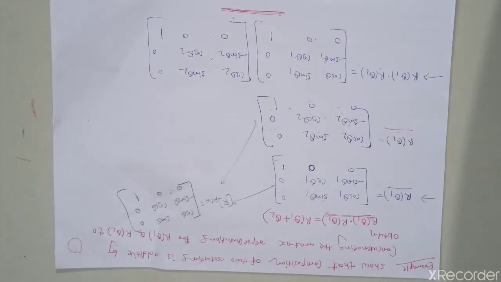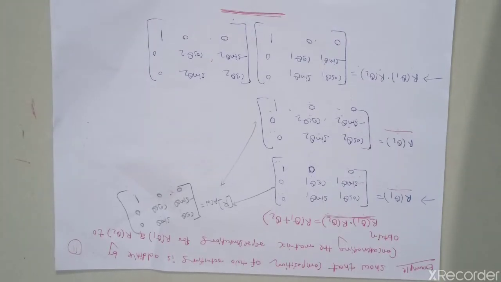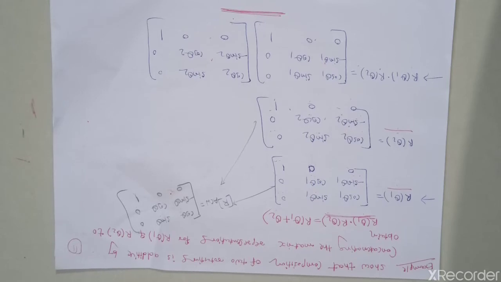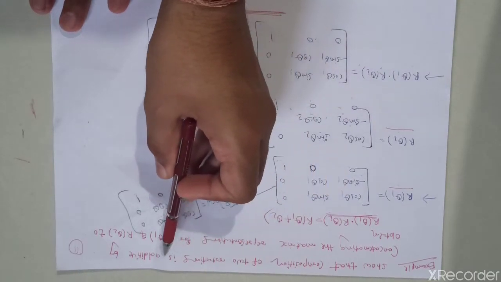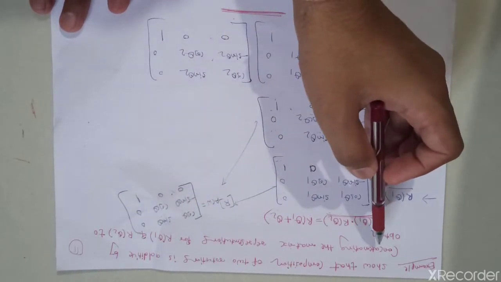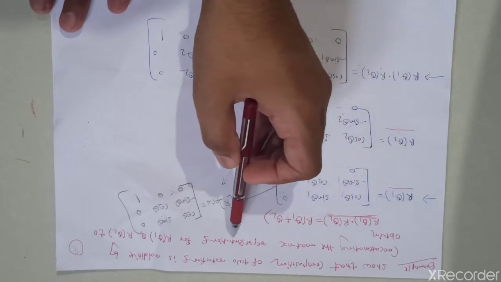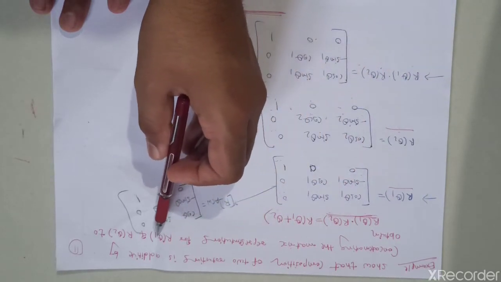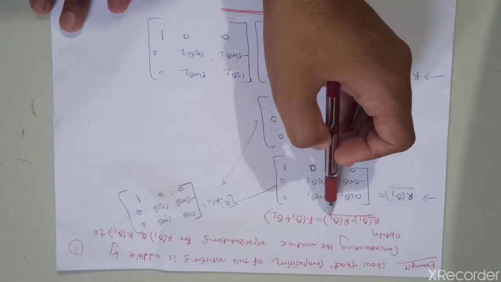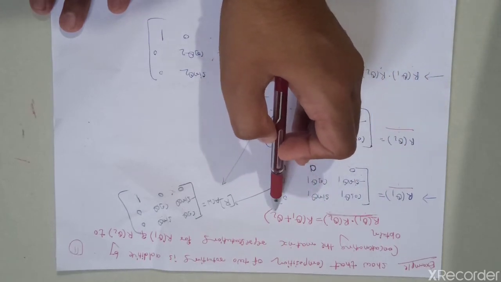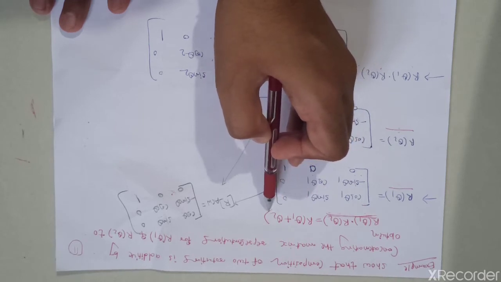So, in this lecture, we discuss theory-based examples on rotation and scaling. Now, the first question is to show that the composition of two rotations is additive, by concatenating the matrix representations for R(theta1) and R(theta2) to obtain R(theta1) into R(theta2) is equal to R(theta1 plus theta2).